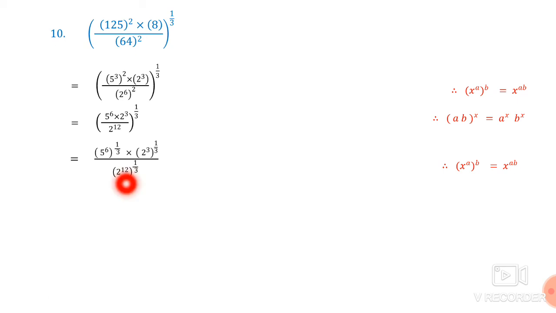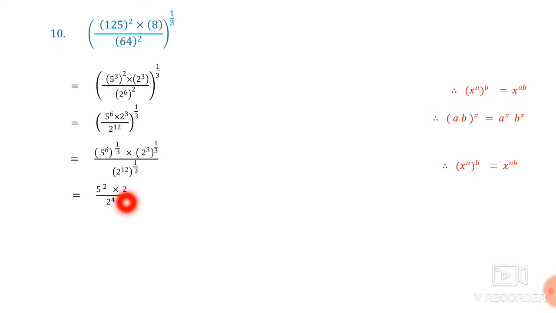According to this rule, this 3 and 6 can be cancelled out and we will be left with only 5 exponent 2. Here 3 and 3 will be cancelled out and we are left with 2 exponent 1. Here we are left with 2 exponent 4.